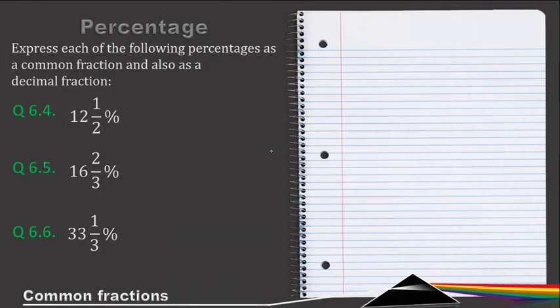Express each of the following percentages as common fractions and then as decimal fractions. Okay, 6.4. We have 12.5%. All right, so to put this immediately as a fraction, I can just put it over 100. So this is 12 and 1 over 2, over 100. And then this becomes 12 times 2, 24 plus 1 is 25. So 25 over 2 divided by 100, which then becomes 25 over 2 times 1 over 100. So 25 goes into itself once and into 100 4 times. So this is then 1 over 8. 1 times 1 is 1. 2 times 4 is 8. So this is 1 over 8 as a common fraction.